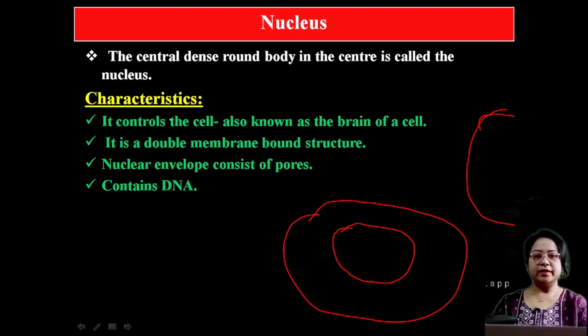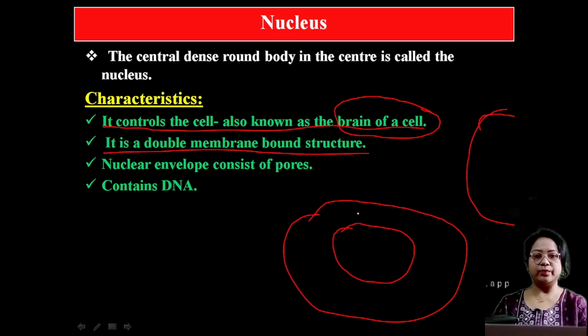And what are the characteristics? Let us see. It controls the cell, which is also known as the brain of a cell. So like our brain controls all the functions of our body, likewise the nucleus is the brain of a cell. That means all those functions that are carried out inside a cell are all controlled by the nucleus, and it is a double membrane bound structure.